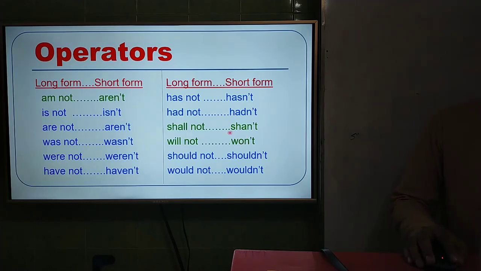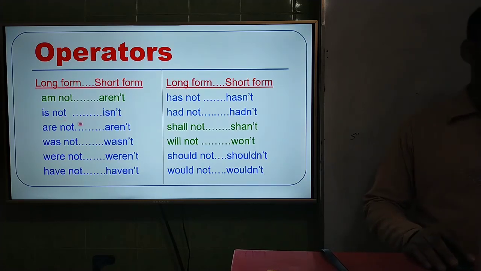These are different. Am not will be aren't, shall not will be shan't, will not will be won't, and should not, shouldn't, would not, wouldn't. If you omit just the O and put an apostrophe instead of the O, then it will be the short form. But there are some short forms which are different from this. Exceptional: am not is aren't, shall not is shan't, will not is won't.